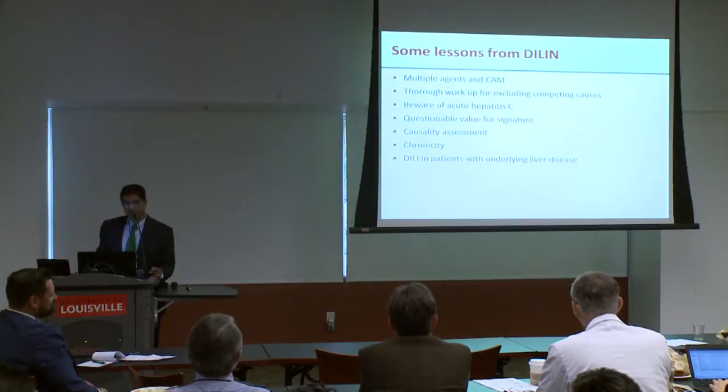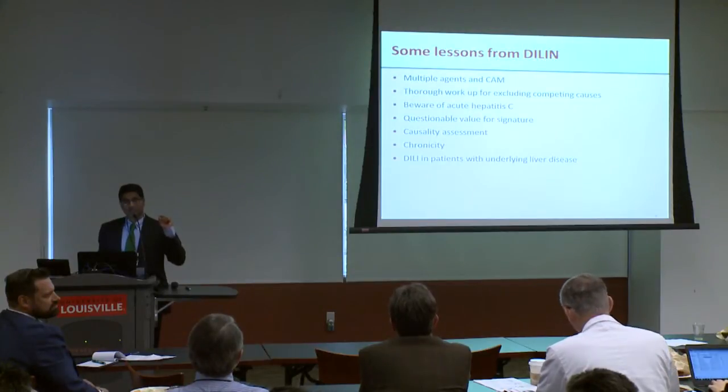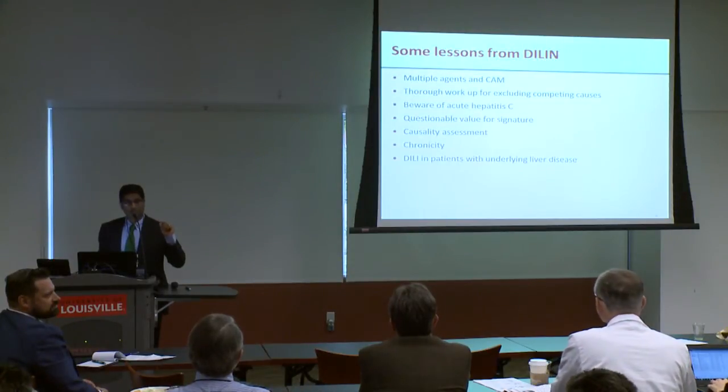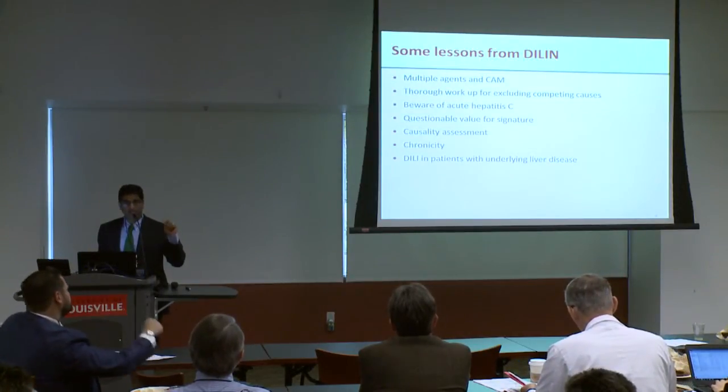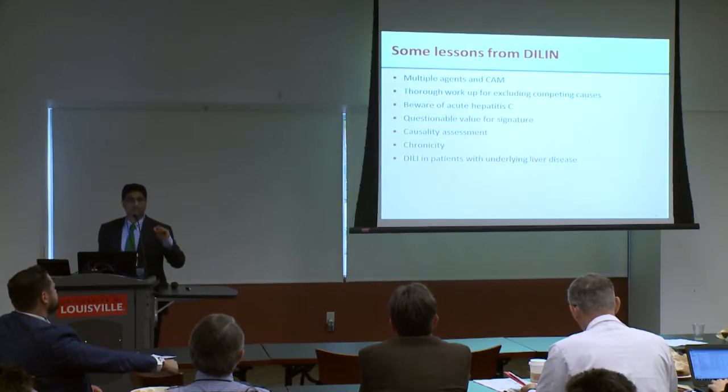So some of the lessons that we learned from DILIN are multiple agents. People come with bags of supplements and we don't know which one caused what. Is it the product that is on the label that caused the injury? Is it the product that is on the label that is not the same amount that caused the liver injury? Or is it a contaminant in that bottle that caused the liver injury? Nobody knows.